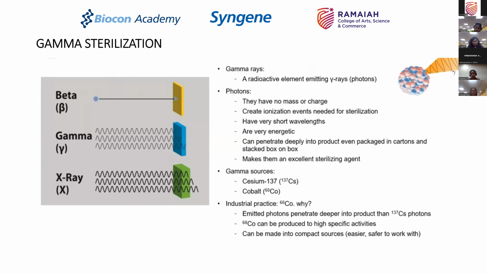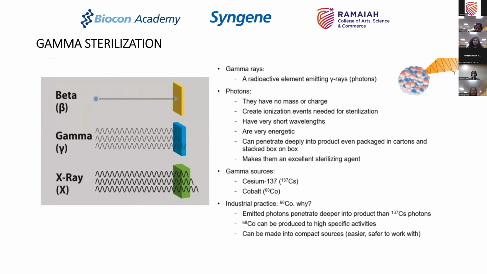Okay. So gamma rays, a radioactive element emitting gamma rays or photons, that's what the gamma rays are. Photons do not have a mass or a charge. They create ionization events needed for sterilization, have a very short wavelength, are very energetic, can penetrate deep into the product, even packaged in cartons and stacked box on box, make them an excellent sterilizing agent.